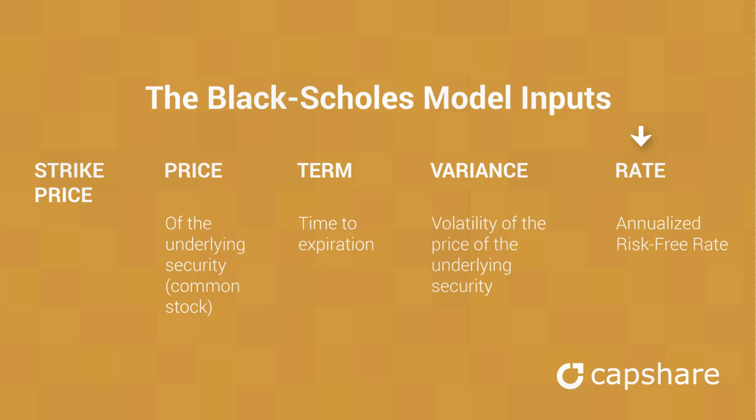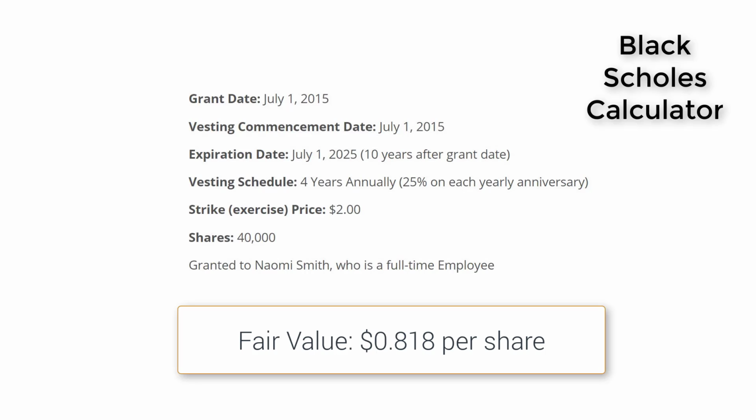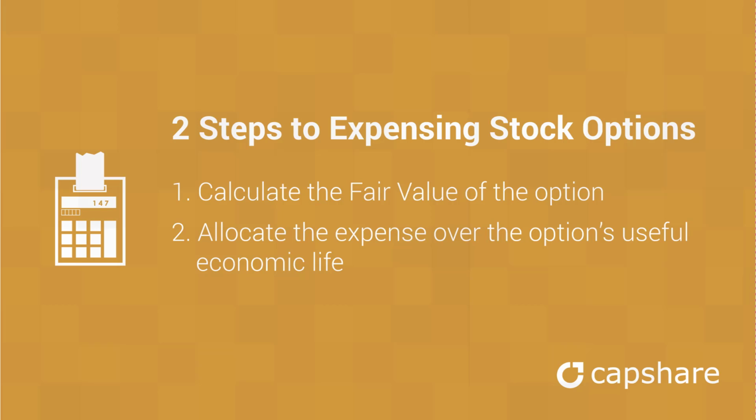Now the result that the equation spits out is going to be what we call the fair value. You can find Black-Scholes calculators online. Here's one that I would recommend that you use that's pretty simple and straightforward. But utilizing the Black-Scholes model, we find that Naomi Smith's option grant has a fair value of $0.818 per share.